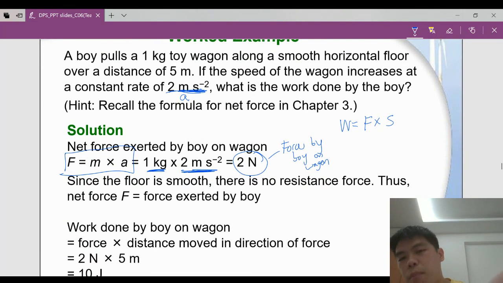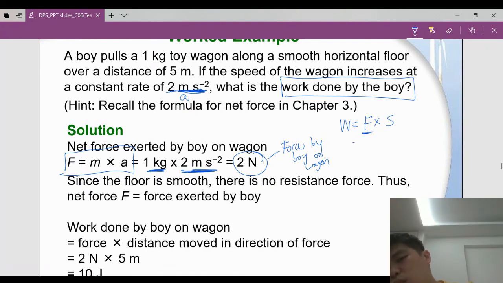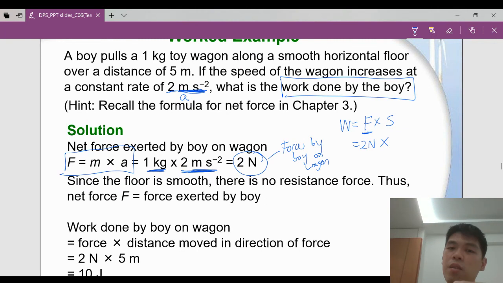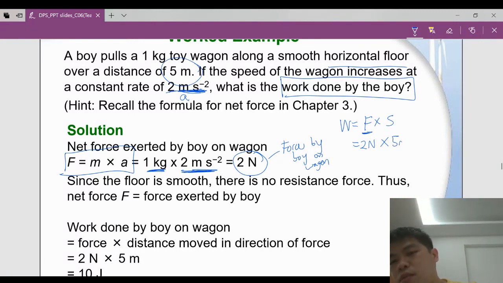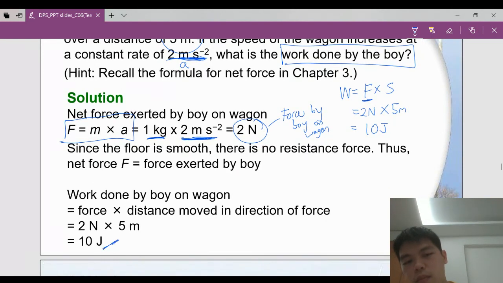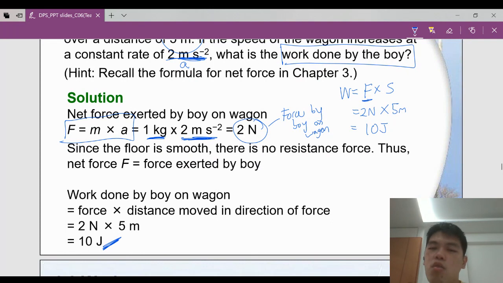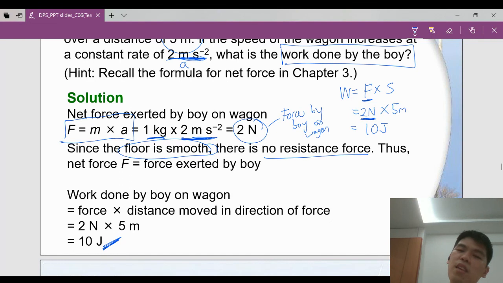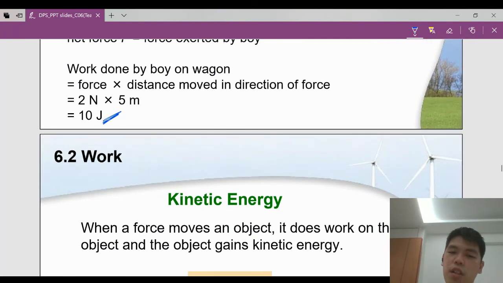So they say, what is the work done by the boy? We know that the boy exerts 2 newtons. Then we need to know the distance that this wagon moves. Make sure that this must be in the same direction. The boy pulls and he moves along a horizontal floor, which means it's in the same direction as the 5 meters. So you need to multiply by 5 meters. In this case, this will be 10 joules. We can use 2 newtons directly because there is no resistance on the floor, because the floor is smooth. As such, the only force on the wagon by the boy is 2 newtons. We don't have to consider other frictional forces.